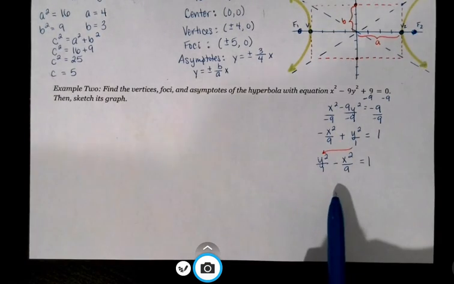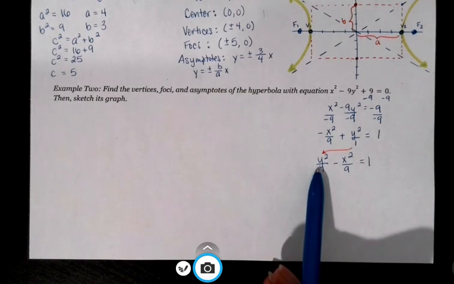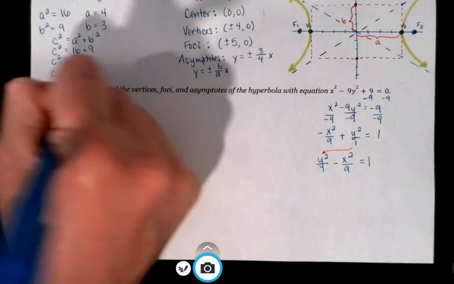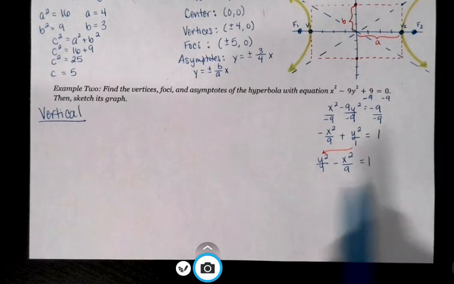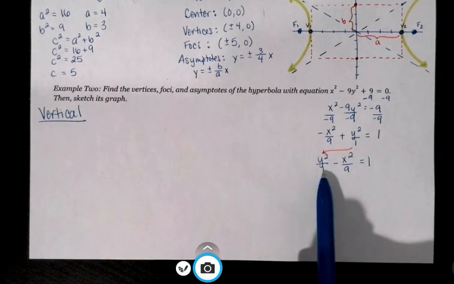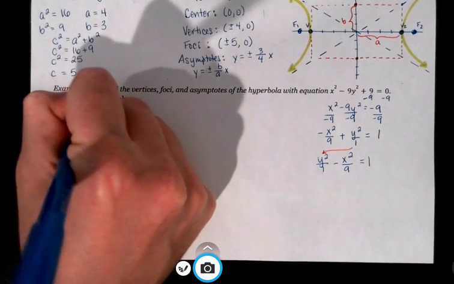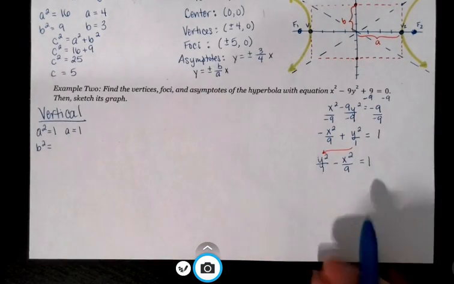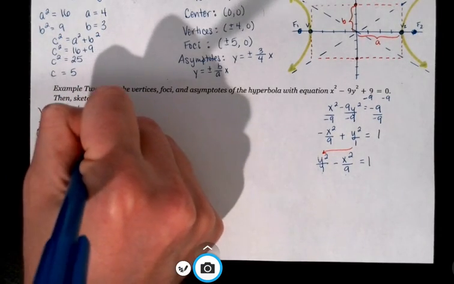So now that it's rearranged here, I know that my y squared is positive, so that tells me this is going to be vertical. It's going to open on the y-axis because my y squared is positive. And then I can go ahead and figure out my a squared and my b squared. So my a squared is always under the positive 1, so my a squared is 1, which means my a is also 1 because the square root of 1 is 1. My b squared is 9, so my b is 3.